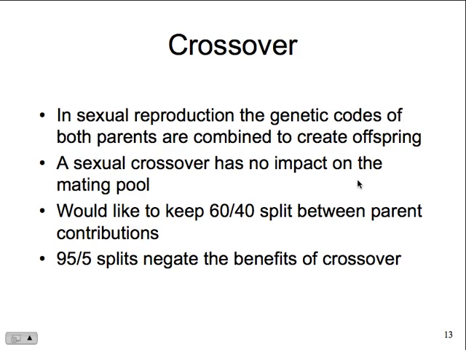And then in sexual crossover, there is no impact on the mating pool. In other situations, it might have an impact because you don't necessarily know which groups you're going to cross. So you'd like to keep a 60-40 split between the parent contributions. A 95-5 split negates the benefits of the crossover.